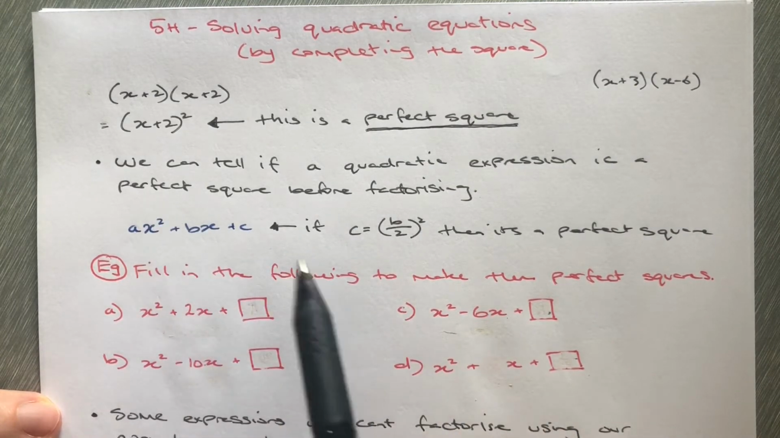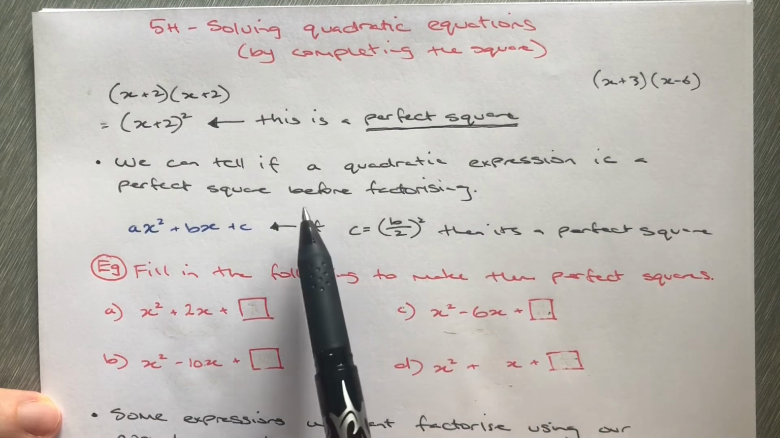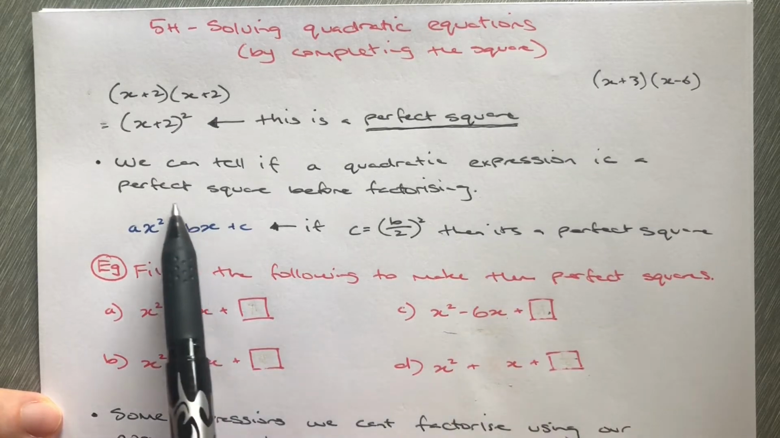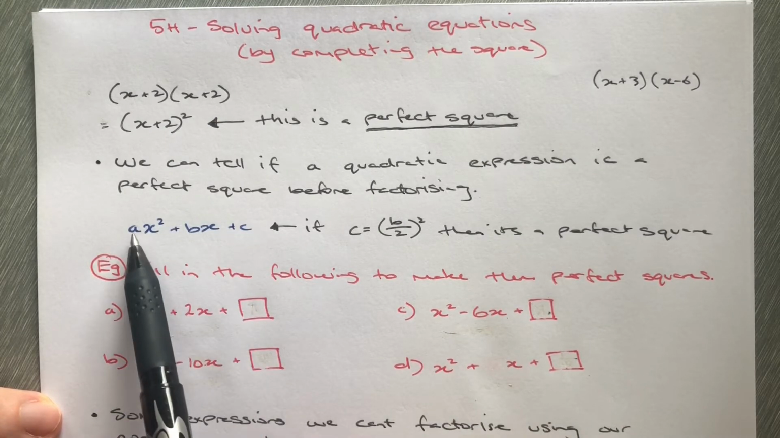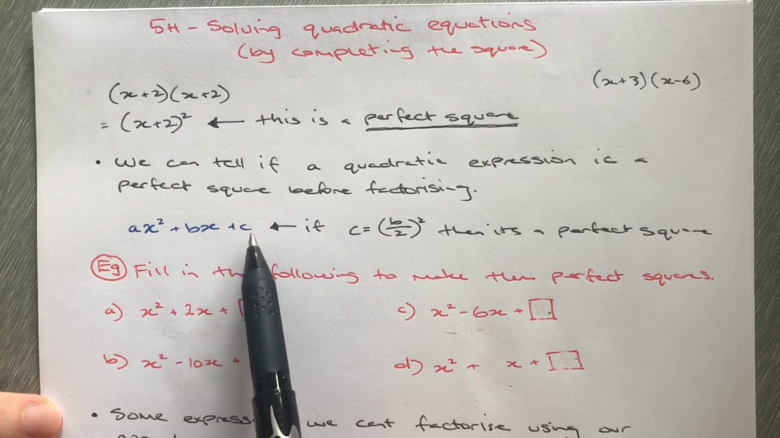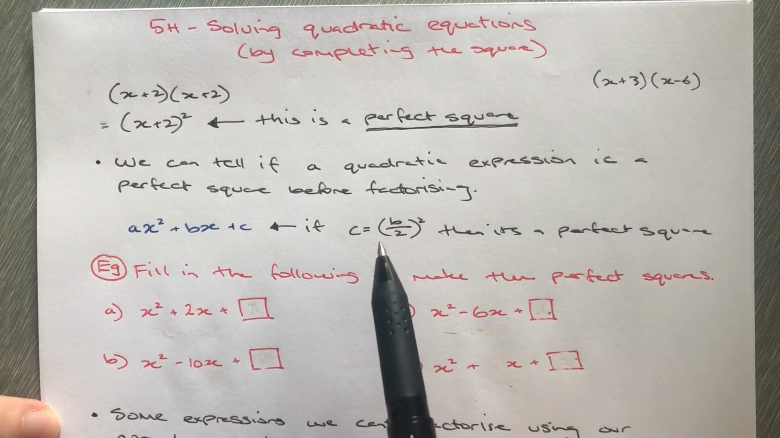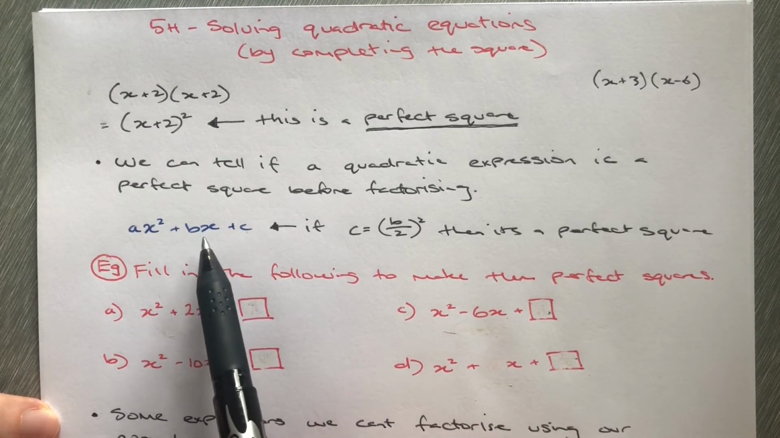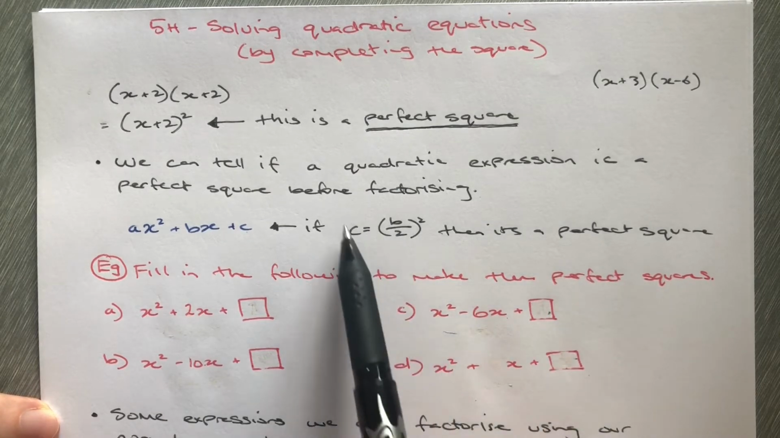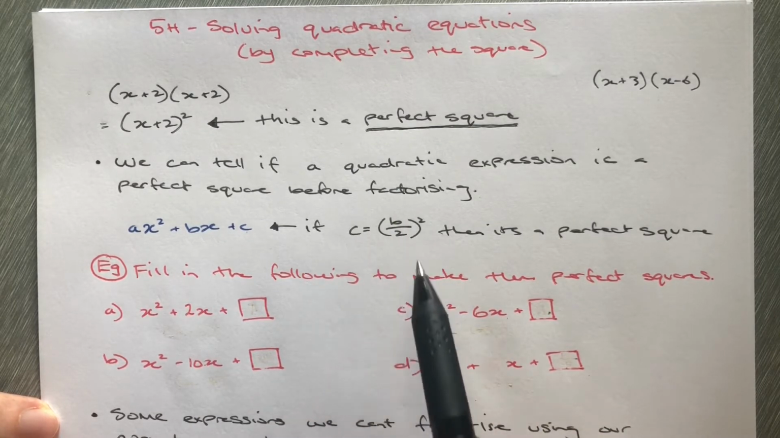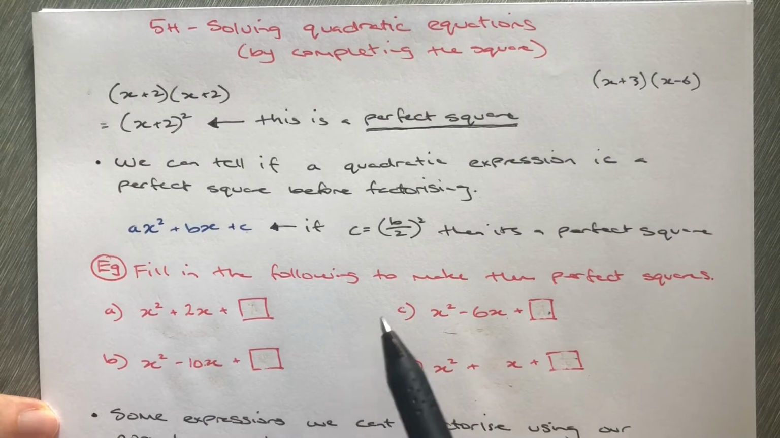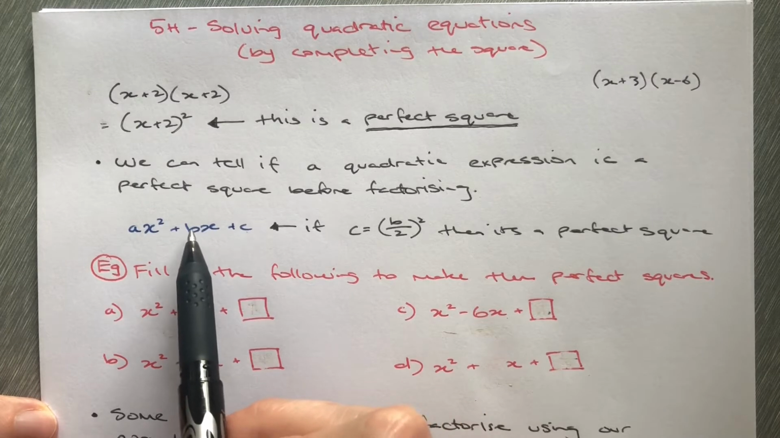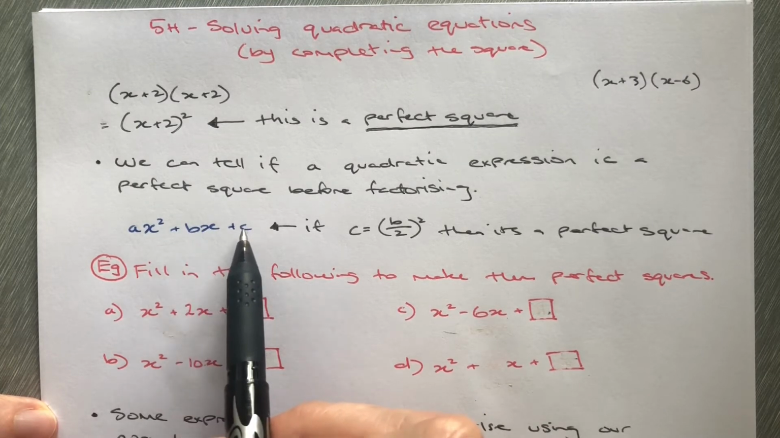Now, as I've got dot pointed here, we can tell if a quadratic expression is a perfect square before we even start factorizing. The way that we do that is we need to look at this rule here. So you might have a number there, a number there, and a number there. Now, when you look at it, if C is equal to half of B squared, then it's going to be a perfect square. It might be a little bit confusing looking at this. Don't worry too much about it. We're going to practice here. But basically, you want to see if you half and square this number, if it's the same as that.